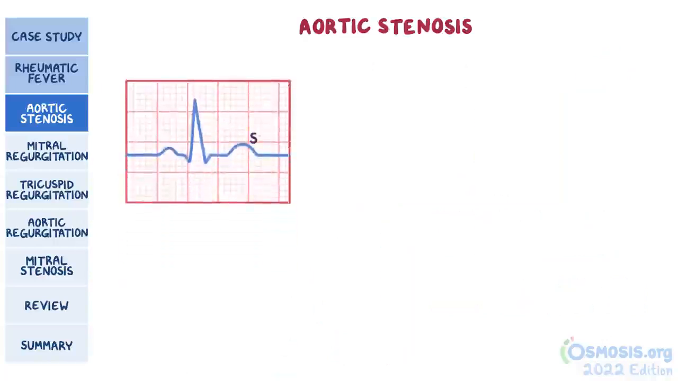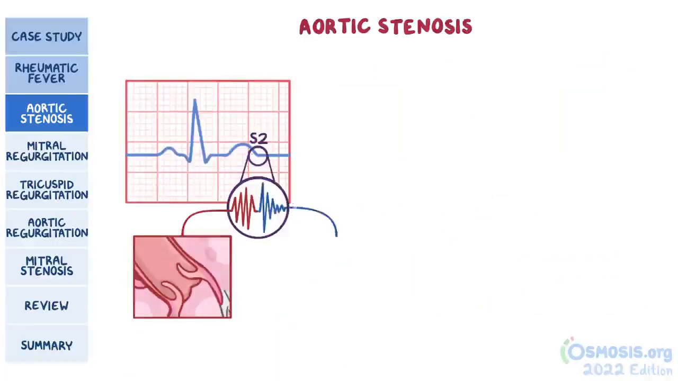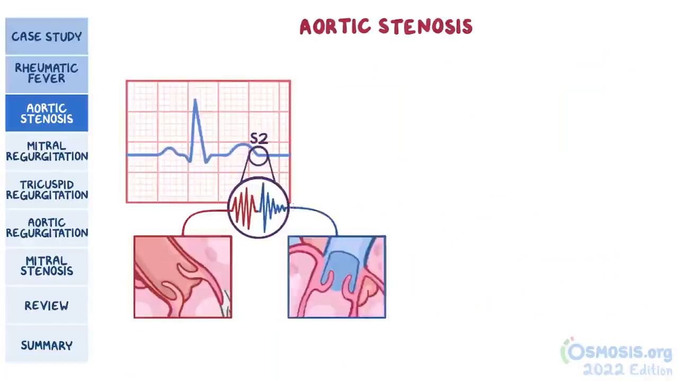Now, normally, S2 has 2 components, the aortic component and the pulmonary component, since the valves don't close at the same time. Typically, the aortic valve closes first, then the pulmonary valve. But with aortic stenosis, the aortic valve closes later than expected, and so it may close at the same time with the pulmonary valve, in which case you'll hear a soft S2.